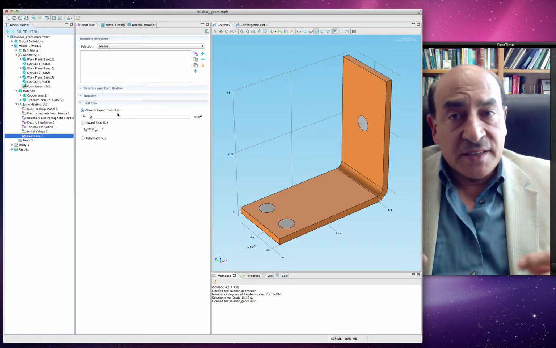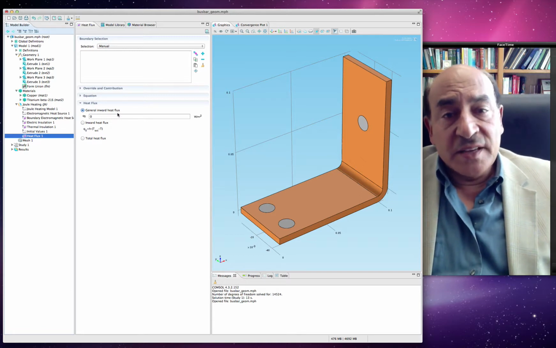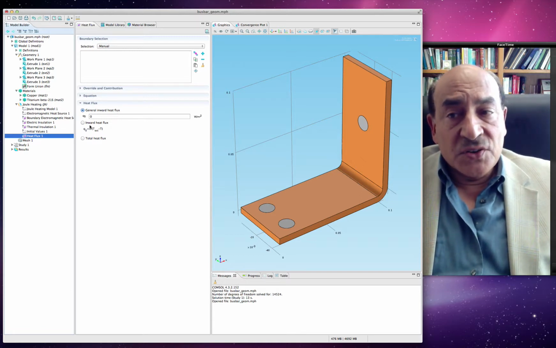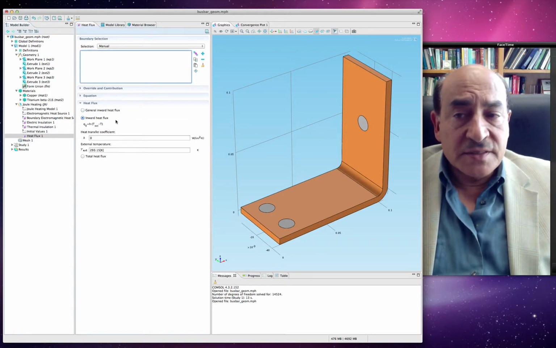If I am adding heat flux into the bracket, it will heat it some more, so I don't need to do that. But I would like to have the air cool the surfaces. So that is controlled by this condition. It's called inward heat flux.